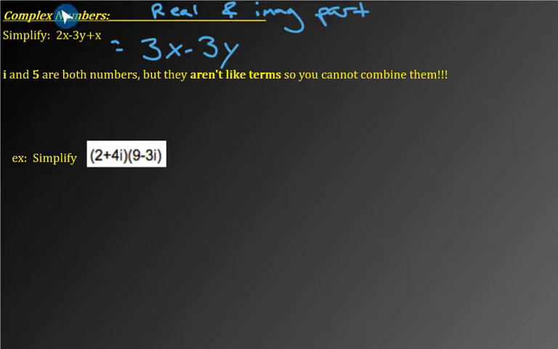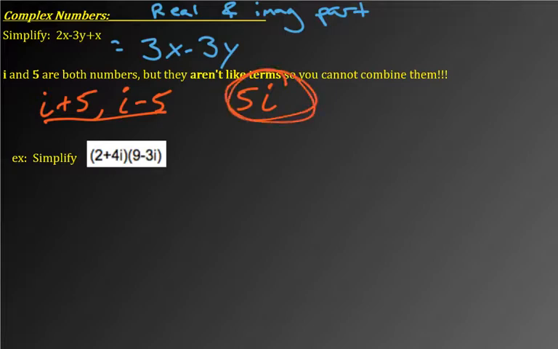So that's the same for these complex numbers. i and 5, they're both numbers, but they aren't like terms, so you can't combine them. You can do things like i plus 5, you can say that. You can do i minus 5. That means things too, but there's no way to take these and combine them into one thing. You can do 5 times i, that's fine. That's actually a purely imaginary number that just has an imaginary part. But these two things, this is imaginary, this is real, so that's one of these complex numbers.